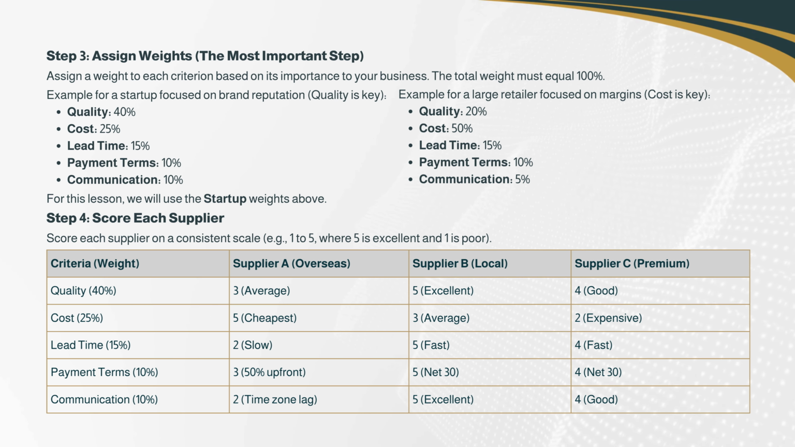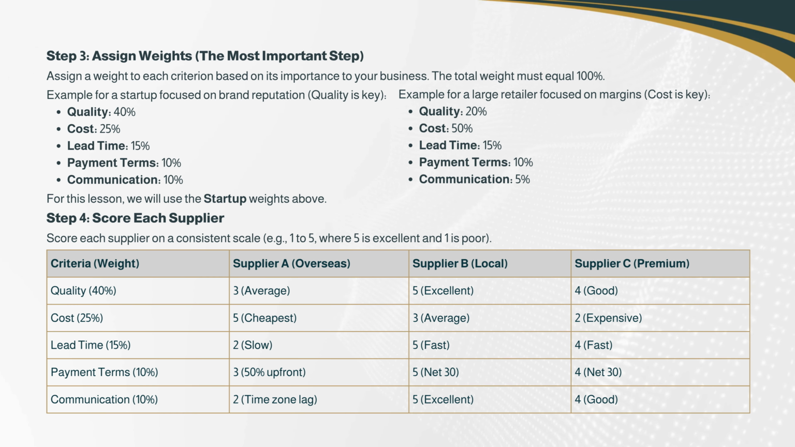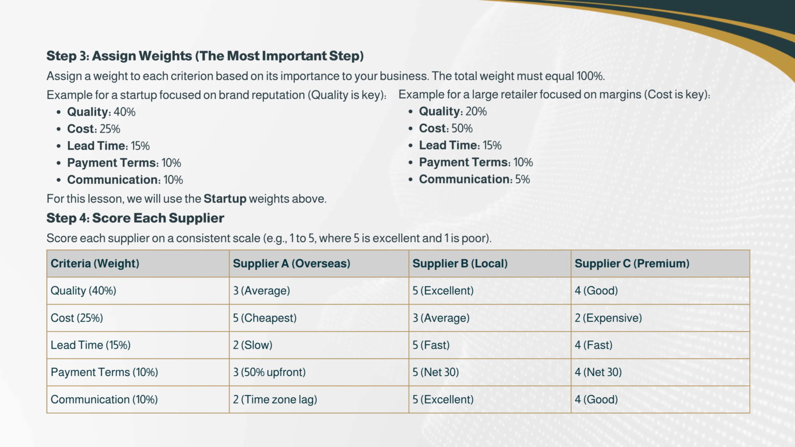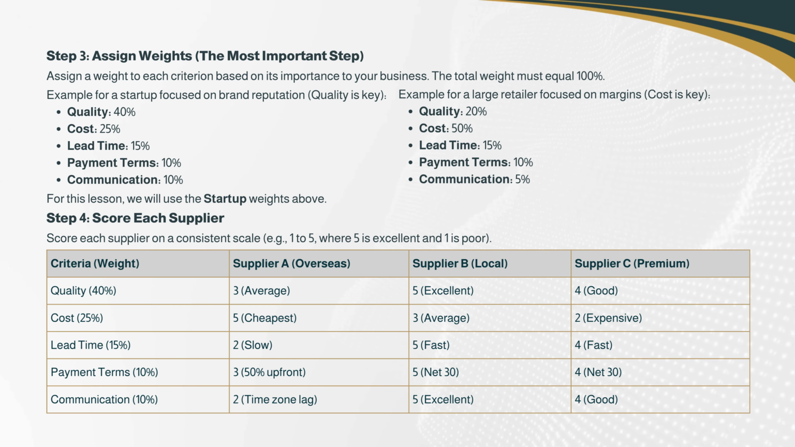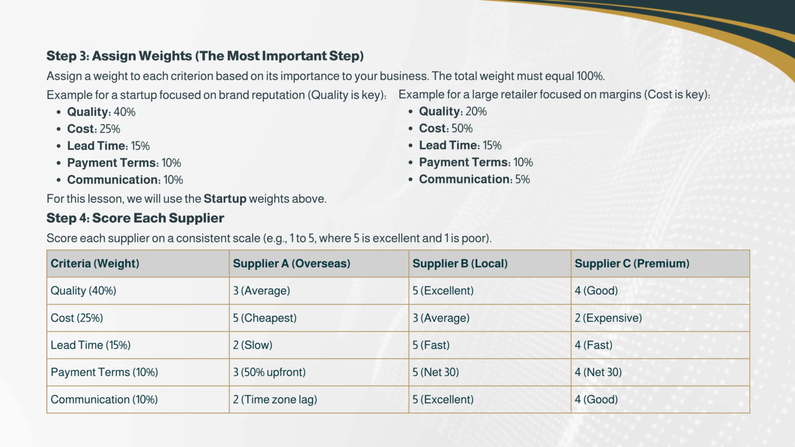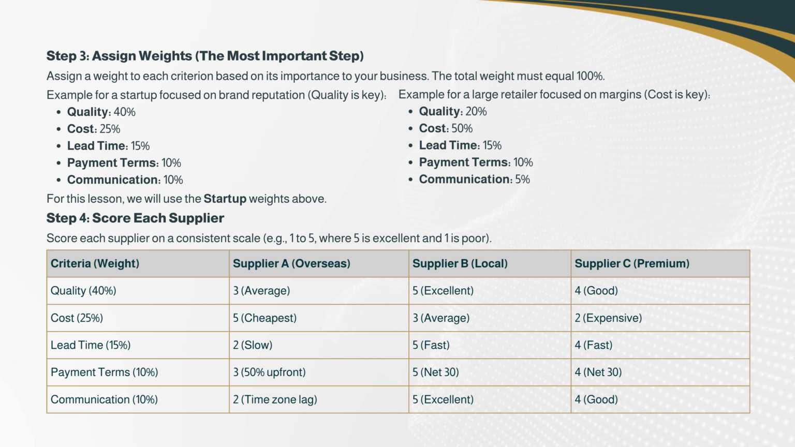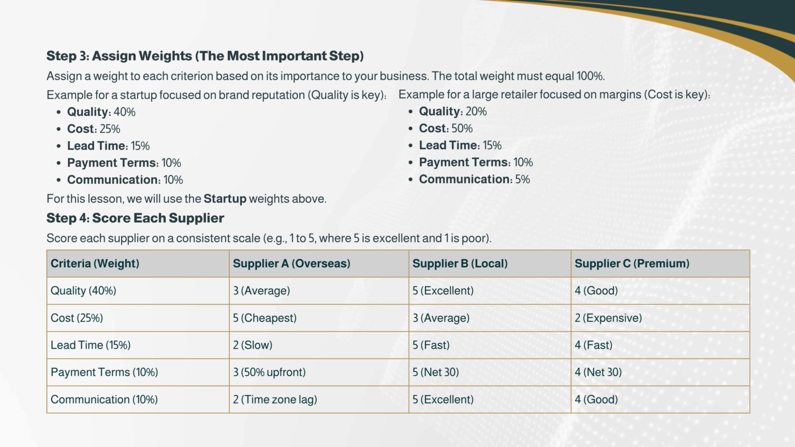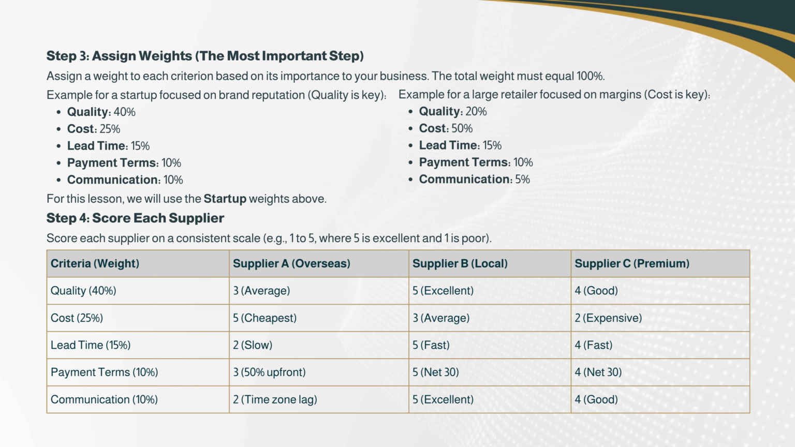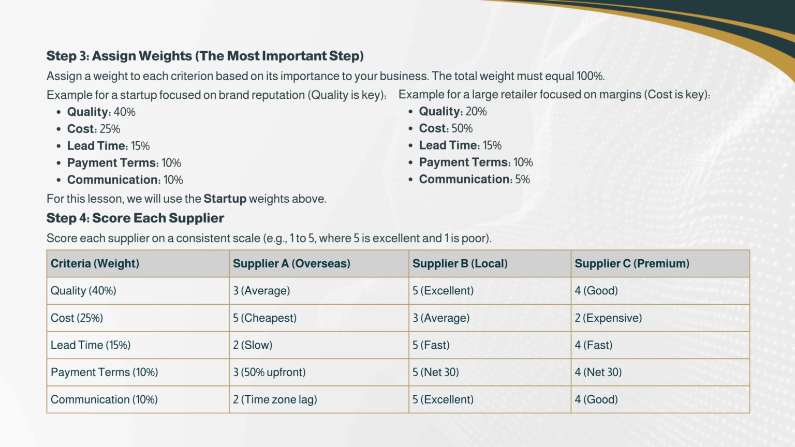Criteria, weight, Supplier A, overseas, Supplier B, local, Supplier C, premium. Quality, 40%: 3, average; 5, excellent; 4, good. Cost, 25%: 5, cheapest; 3, average; 2, expensive. Lead time, 15%: 2, slow; 5, fast; 4, fast. Payment terms, 10%: 3, 50% upfront; 5, net 30; 4, net 30. Communication, 10%: 2, time zone lag; 5, excellent; 4, good.